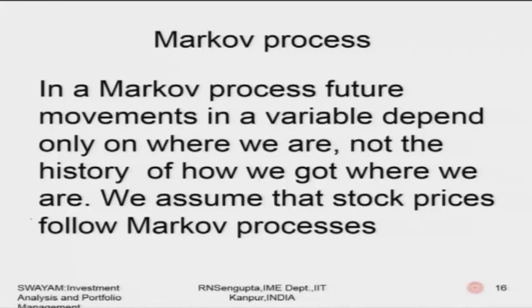In a Markov process, future movement in a variable depends on where we are, not the history of how we have come. So, if you realize, with the discussion we had in the last-to-last slides, how we have arrived at the present position doesn't matter. The relevant information is only the present position, not the history of how we got where we are. We assume that stock prices follow a Markov process. Only the initial position and the final position matter. How we have arrived, again I am mentioning, would not make any sense.